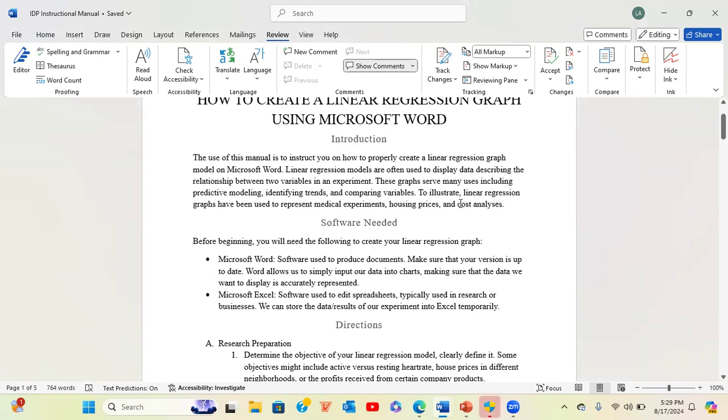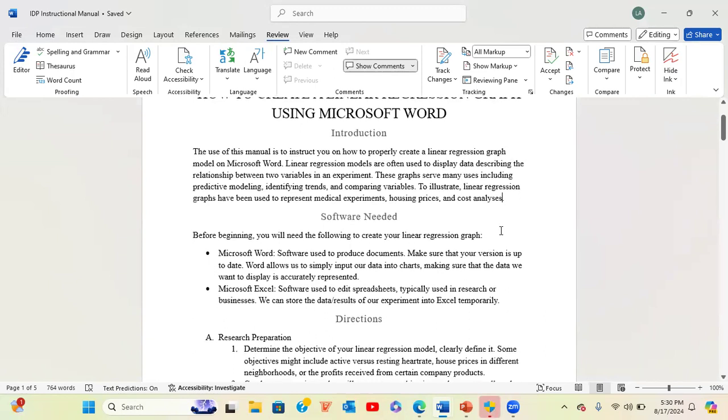Let's say you're comparing products to each other and seeing how much more money one product makes than the other one.